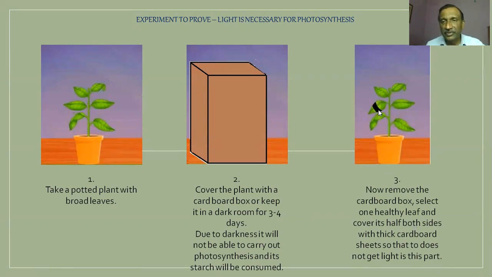See here the black strip is put. The black strip is put in such a way that it is covering both the sides of the leaf. Okay, so you can cover a certain portion of the leaf. So I had written here half, but it can be 1/4 or it can be in between a strip or whatever it is. Taken with a thick cardboard sheet, both the sides.